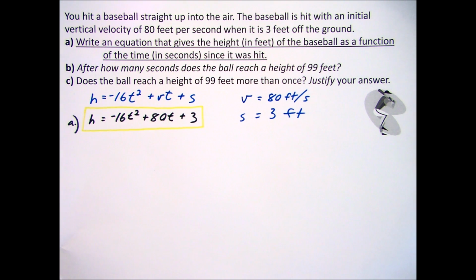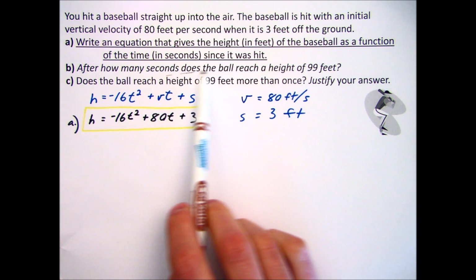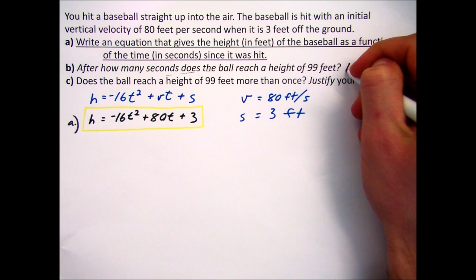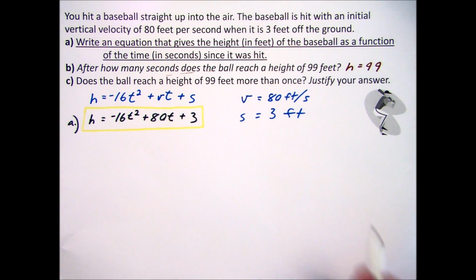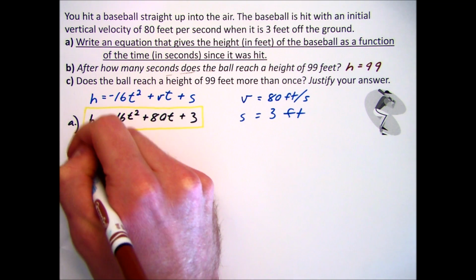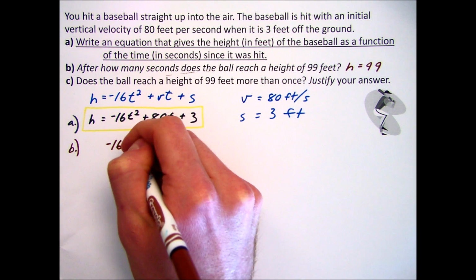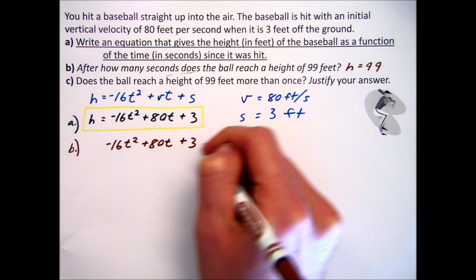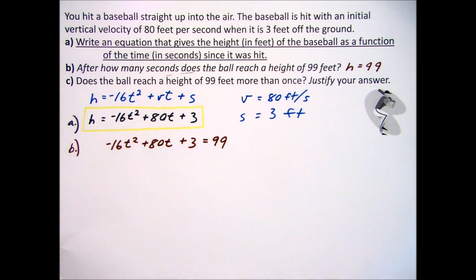Part B asks us to figure out after how many seconds does the ball reach a height of 99 feet. That 99 feet is our final height, h equals 99, and we're going to substitute it into the equation from part A. And we have negative 16 t squared plus 80 t plus 3 equals 99.